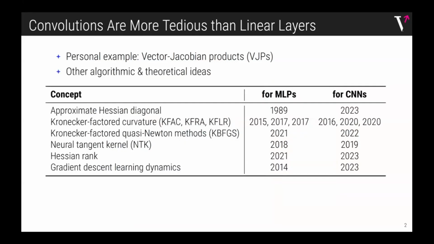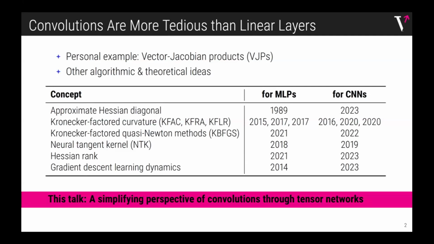There are a lot of those patterns showing up in other research branches, with people working on algorithms and people working on theoretical studies. It's very common that people start rolling out their ideas in the context of MLPs, and then a couple of years later, someone applies the same idea to CNNs. Sometimes even 30 years later. So the whole goal of this paper was to come up with a simplifying perspective that allows convolutions to be treated, let's say, almost as easily as linear layers.